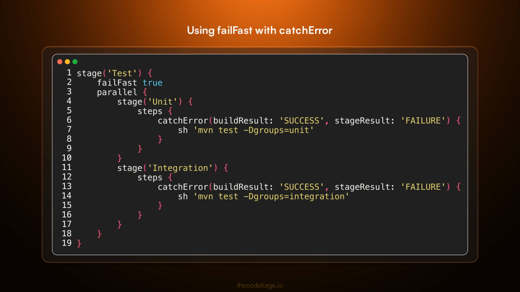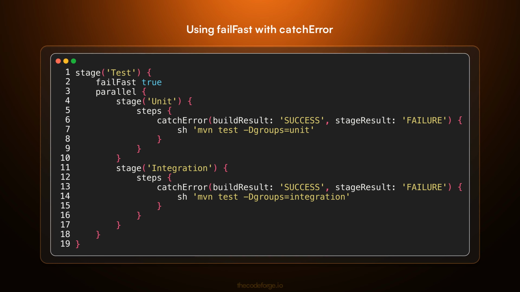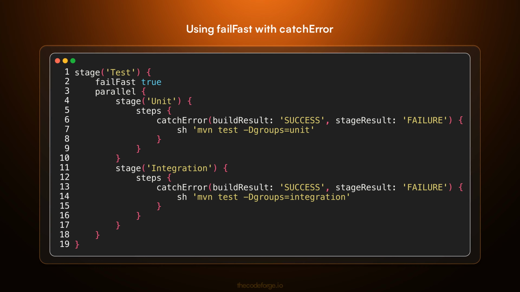The article mentions failFast and catchError separately, but doesn't show how to combine them. Use catchError inside each parallel branch to mark a stage as failed without aborting others, while keeping failFast true at the parallel block to stop all branches on the first failure. This gives you granular control. One branch can fail gracefully while others continue, but if a critical branch fails, the whole parallel block stops immediately.